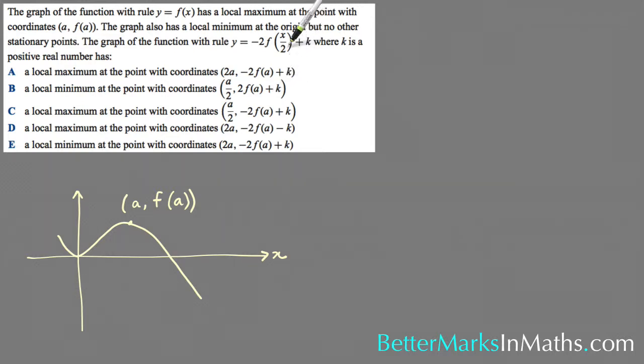So looking at what these transformations are, this minus will reflect this graph in the x-axis, so it's going to make it do something like that. And then the 2 is going to dilate it by a factor of 2 in the y direction, or from the x-axis, so it's going to make it do something like this. So it's not going to change that point, but this one will go down twice as much as that one was going up. So what that means is that the x-coordinate here will still be a, and the y-coordinate will be minus 2 times what the y-coordinate was, which was f(a).